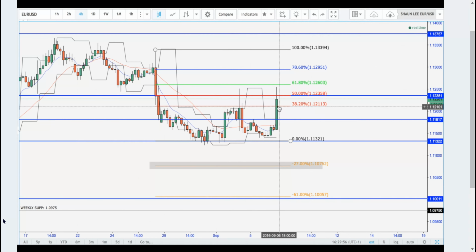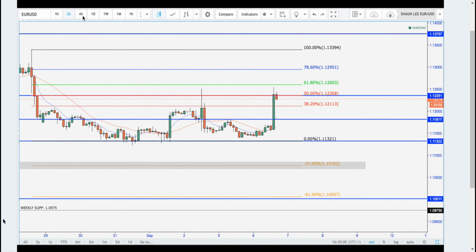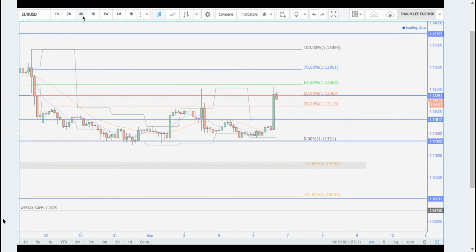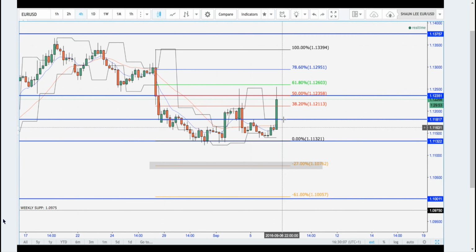But it's run into the fib now. There's no trade setup as of yet. Even the 2-hour time frame isn't bringing anything through. So I would wait for any kind of candlestick reversal formation, a 3-pin pattern in this scenario right here. It's not giving us an opportunity to go ahead and draw a counter trend line on there.